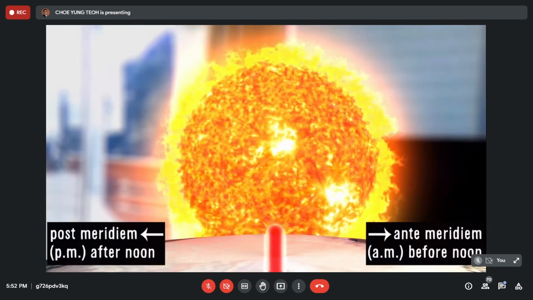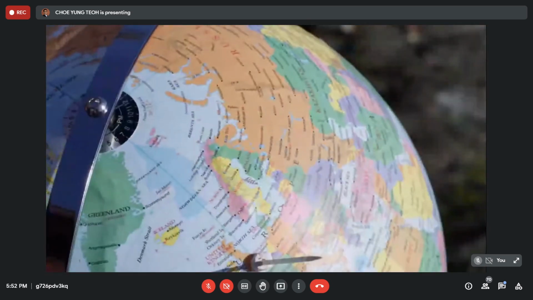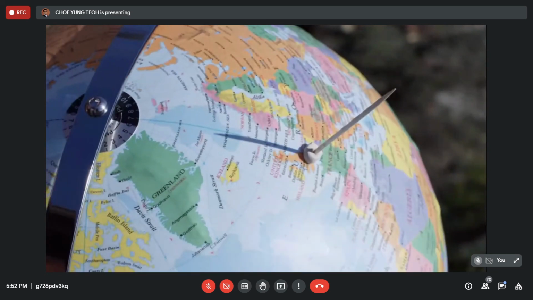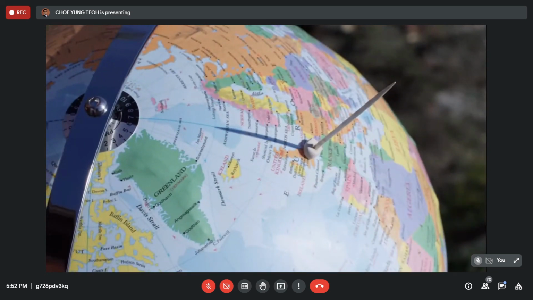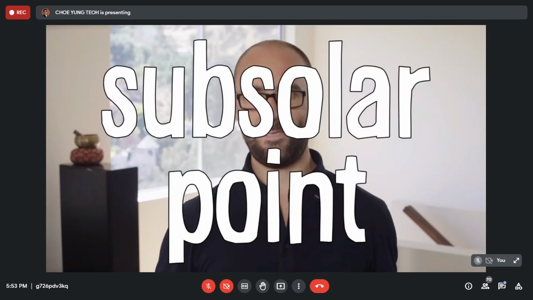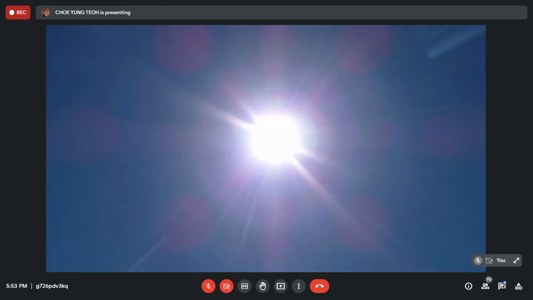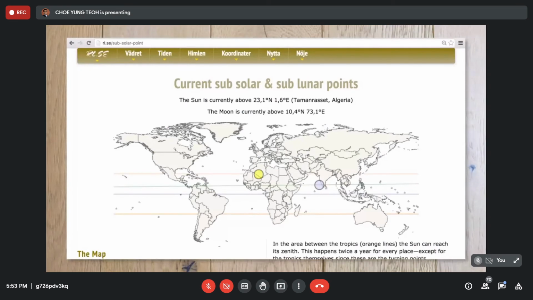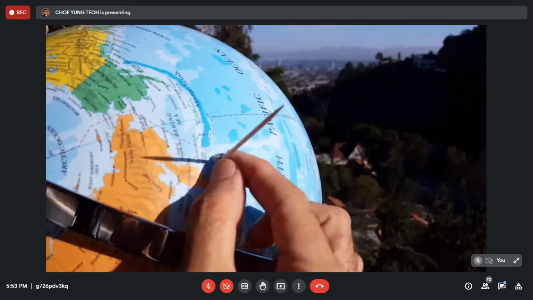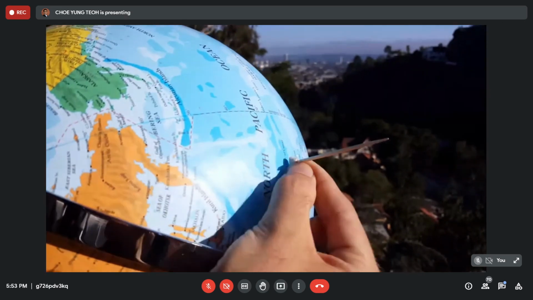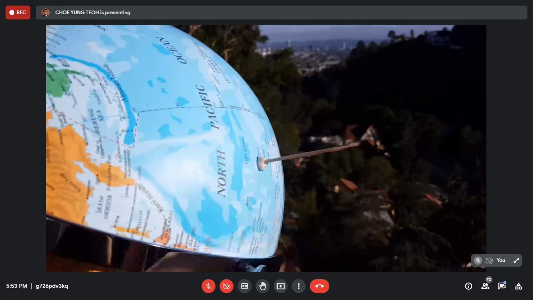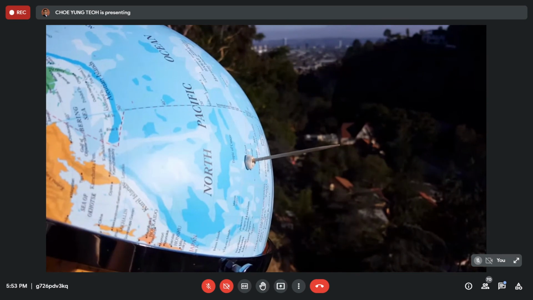A cool thing happens at this moment. All shadows around you point directly towards one of Earth's poles, unless you're on the subsolar point. The subsolar point is the point on Earth's surface directly below the sun. It's always somewhere. You can check its current location online, links as always in the description. On the subsolar point, shadows fall straight down so they can easily disappear.